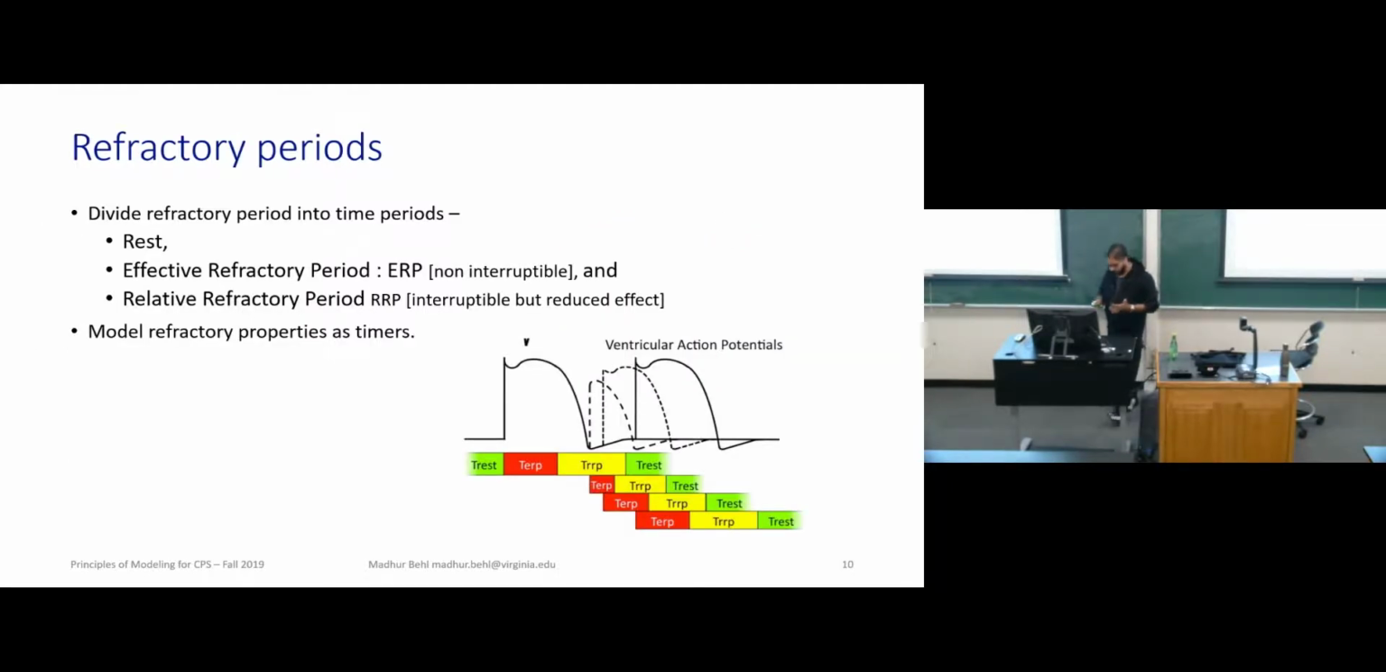So we will start with this notion that the action potential curve, which is shown here, starts with the rest period. We can break down this action potential into a rest period, an ERP or effective refractory period, and a relative refractory period. The main point is that the ERP is non-interruptible, like a non-preemptible task on a processor. Once it begins, you cannot interrupt it because the ions are in a certain stage. In RRP, you could actually interrupt it.